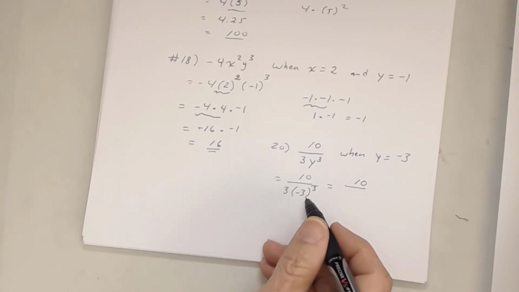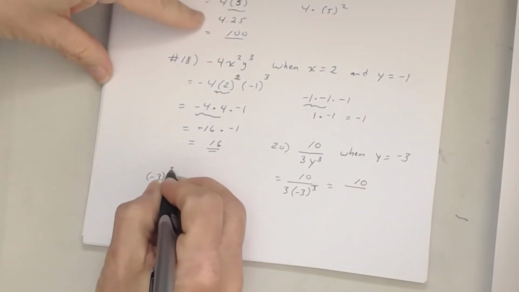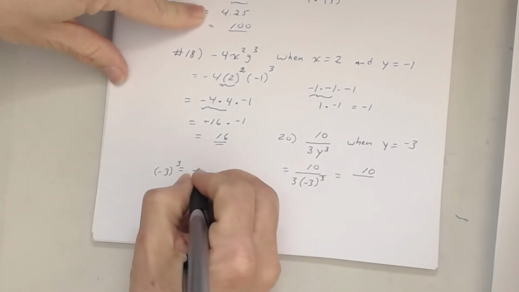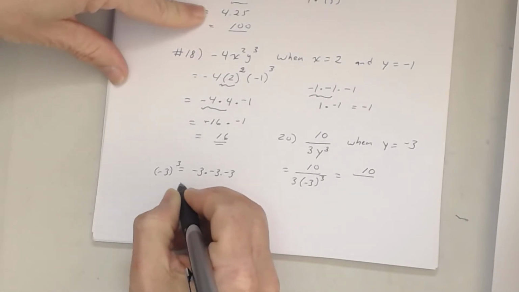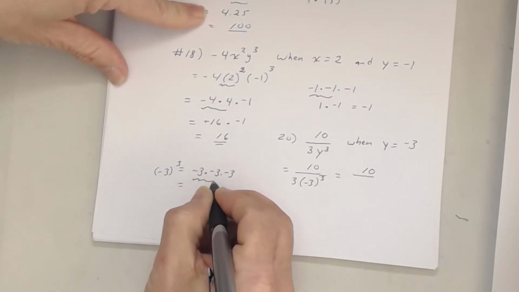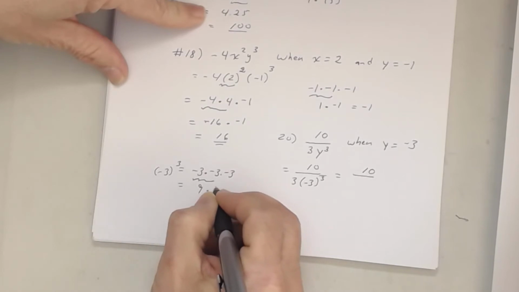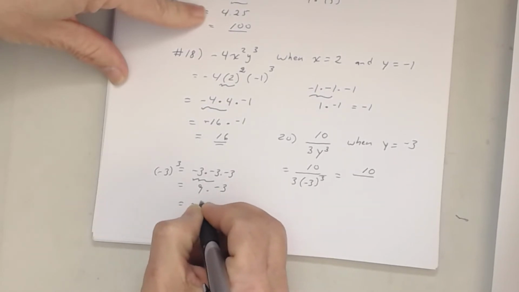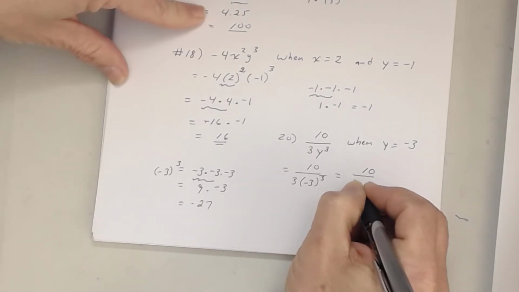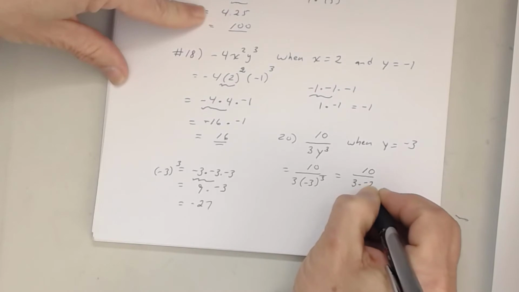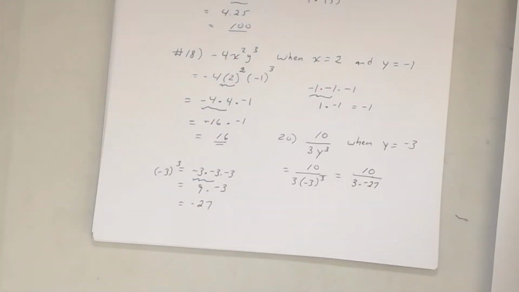All right. What's negative 3 cubed? It's negative 3 times negative 3 times negative 3. Yeah, because the negative 3 times a negative 3 is a positive 9. And a positive 9 times a negative 3 is a negative 27. But that negative 27 is multiplied by what? 3. Now, if you need to, use your calculator to determine what 3 times a negative 27 is. What's 3 times a negative 27? Negative 81.